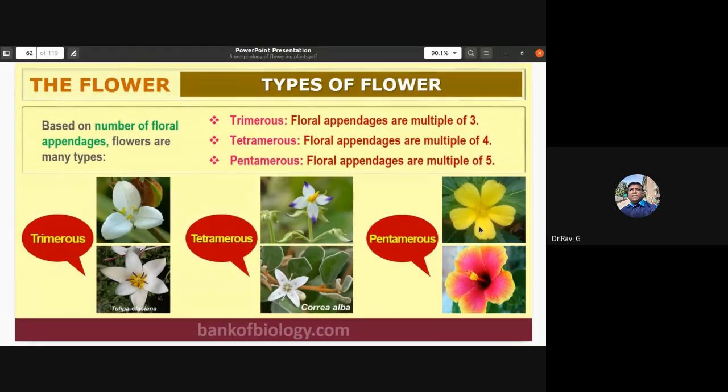See, in the case of rose, you find the petals are in many whorls, isn't it? One whorl, two whorls, three whorls, the petals are like that in rose. Many whorls are there. Each whorl will have five petals, five plus five plus five plus five. That is how you find it in rose. So rose you can take as a very good example for multiples of five. If the floral appendages are in multiples of five, we call them pentamerous flowers. Multiples of five or five.